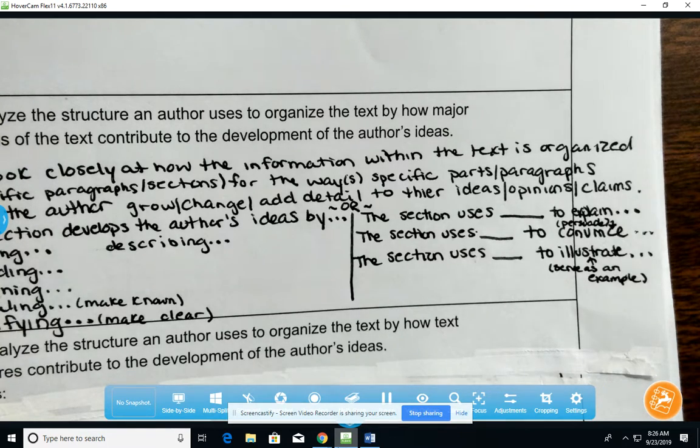You need to think about, for what reason did the author include that section? How does that section help the author to communicate, add detail to their ideas, their claims, and their opinions.